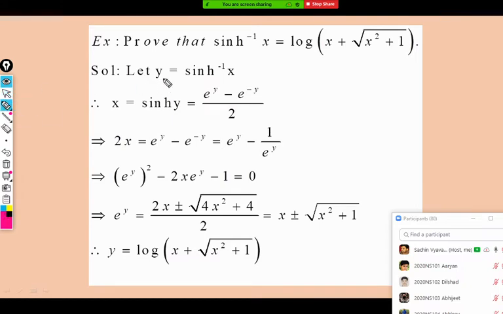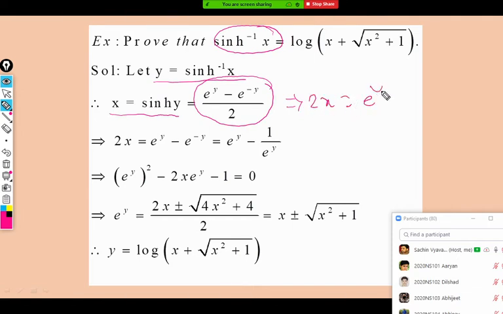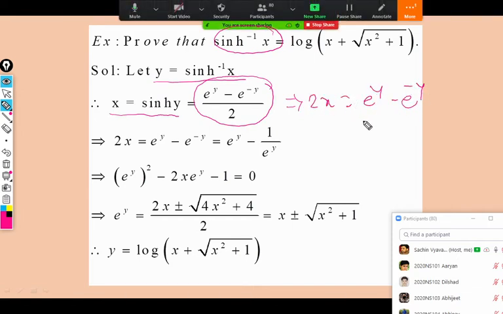First, it is assumed the left hand side, sin h inverse x, is y. So obviously this gives us x equal to sin hy. This is the formula for sin hyperbolic y: sin hyperbolic y is e raised to y minus e raised to minus y upon 2. So it is just cross multiplied. We get 2x is e raised to y minus e raised to minus y.